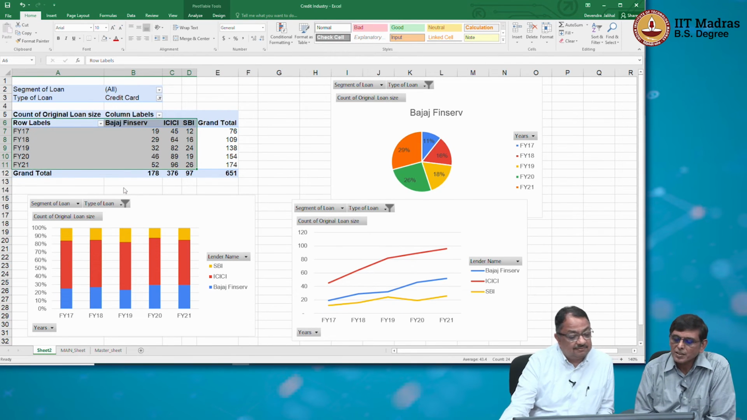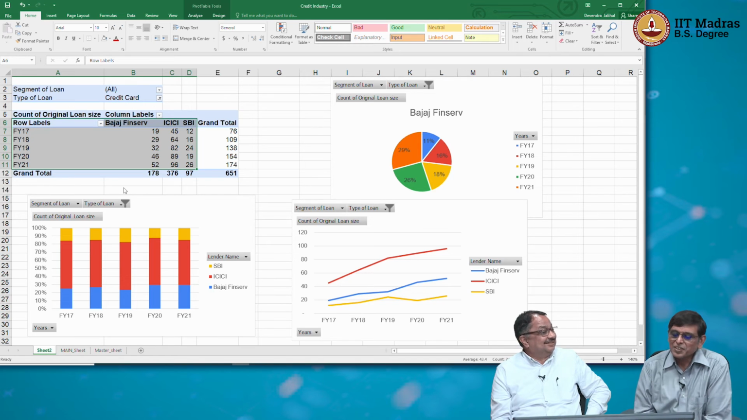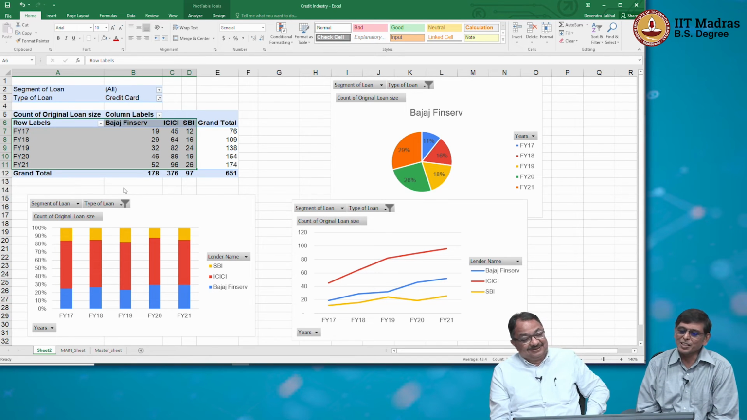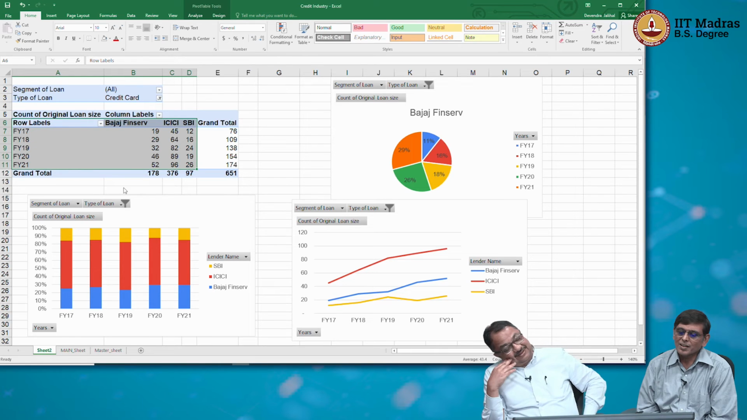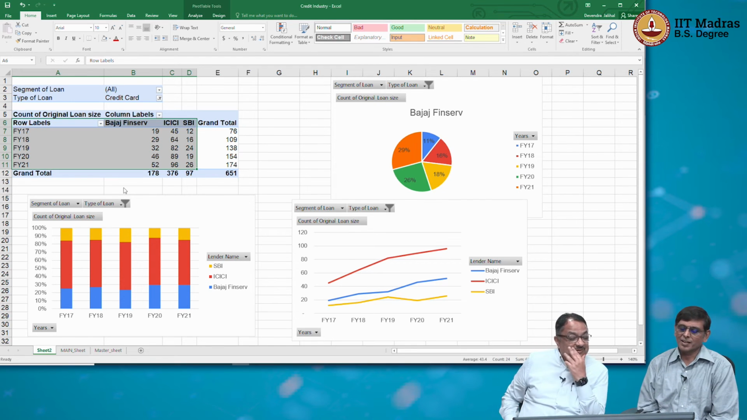Okay, what does it say? Bajaj Finserv's credit card loan. ICICI Bank is a big player in this. But market share has been roughly stable; Bajaj Finserv is trying to make a push. You can see that also, right? Yeah.